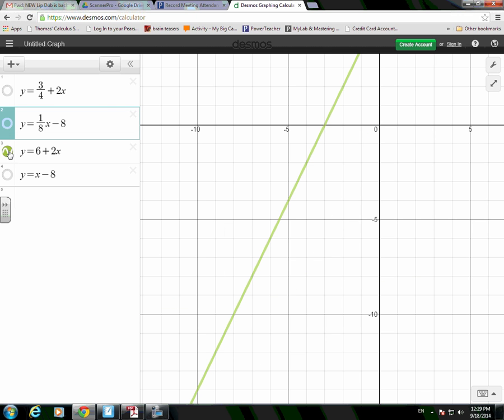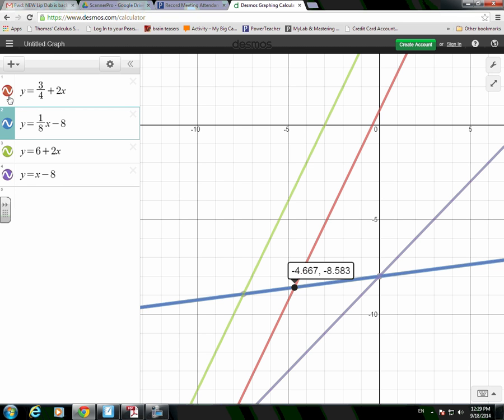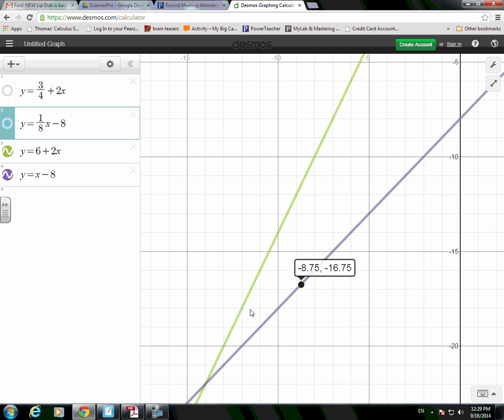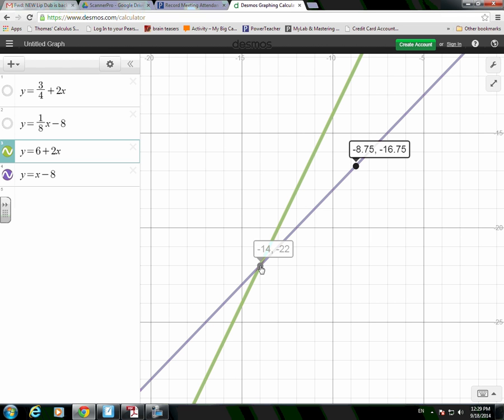So here's the line y equals 6 plus 2x, and here's the line y equals x minus 8. As you can see, the intersection of the purple and green line is not the same as the intersection of the blue and red line, which means I must have made a mistake. Here's what happens. I've now found a new solution, and that new solution is negative 14.